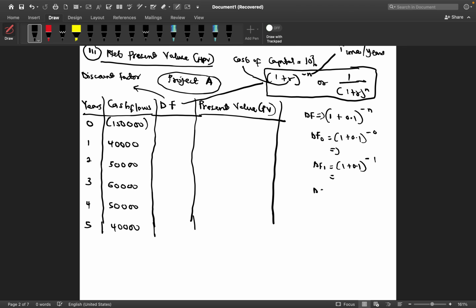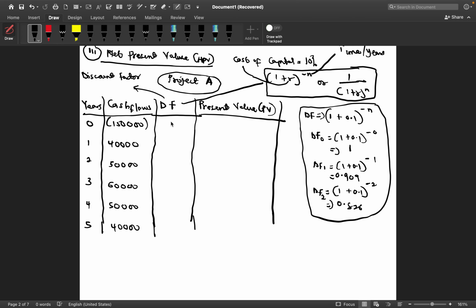So let me do another one, then the rest I'll use the calculator. For year 2 it's 1 plus 0.1 exponent negative 2, like that. Then get all the discount factors. The first one, year 0, is 1. If I punch into the calculator, I'm getting 0.909. After the point, you pick 3 digits. The next is 0.826. The rest I'll use a calculator. I was just showing you the format of getting the discount factor.